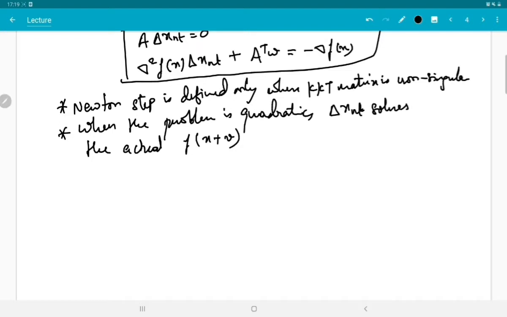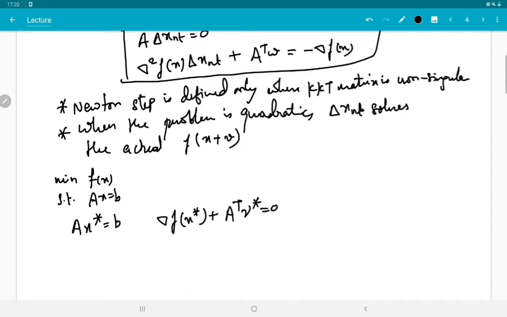So what I'm trying to say is, this is our original problem. Suppose we have minimize f(x) subject to Ax equal to b. Suppose x star is the optimal of this problem, so we have A x star equal to b because x star is feasible. And the second KKT condition is that del f(x star) plus A transpose nu star equal to 0. Nu is the dual optimal.